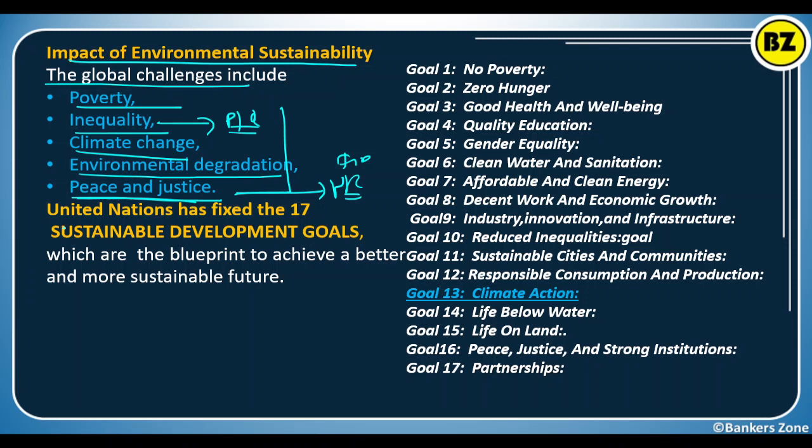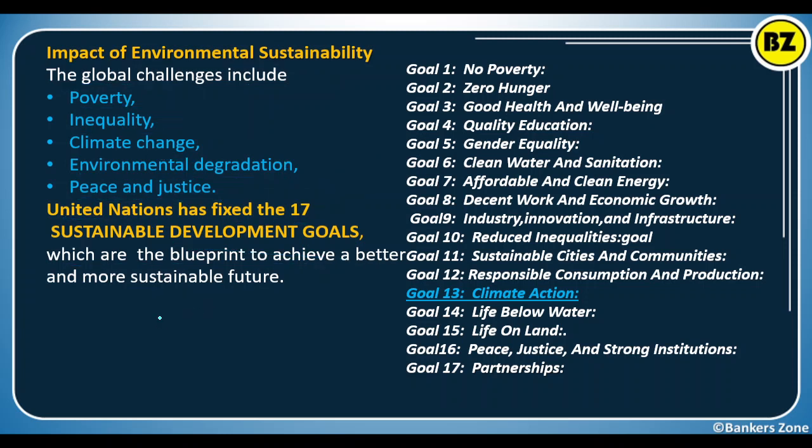Now considering these challenges, the United Nations has fixed the 17 SDGs. SDG stands for Sustainable Development Goals. Okay, which are a blueprint to achieve a better and more sustainable future. So you remember how many SDGs are there? There are 17 total Sustainable Development Goals we are having. Okay, so just go through it one by one.